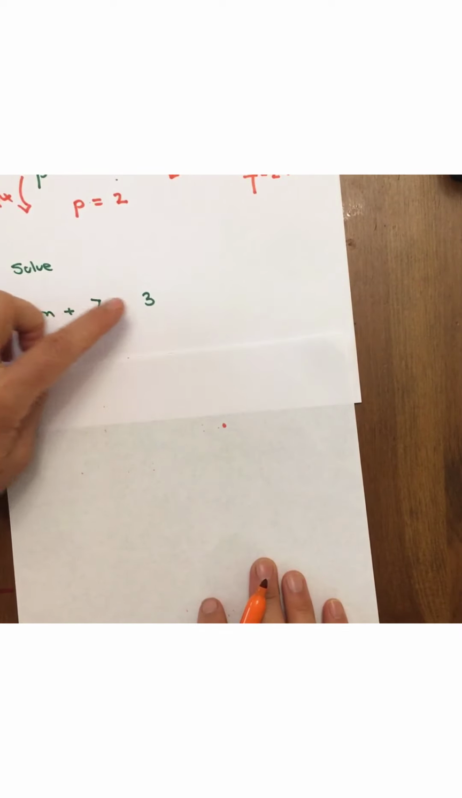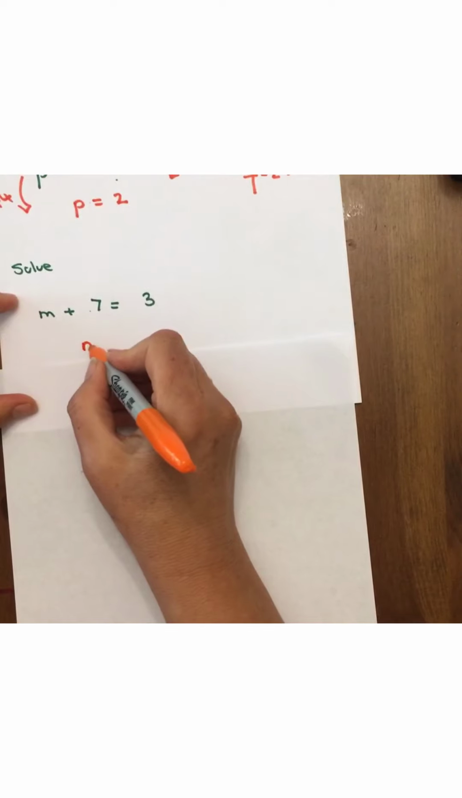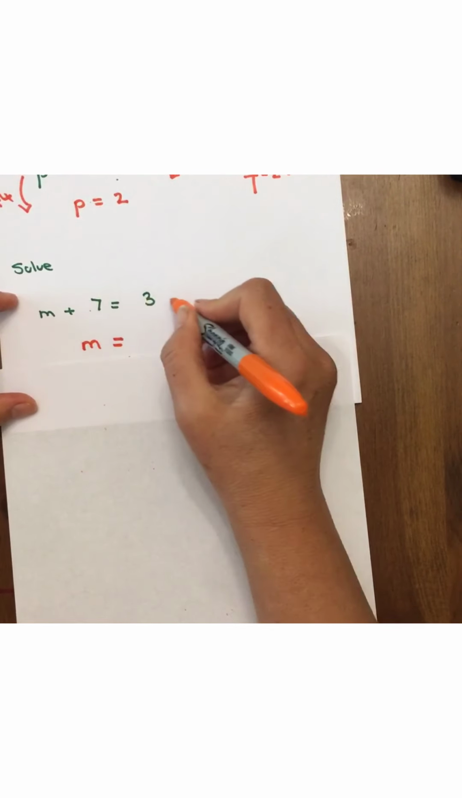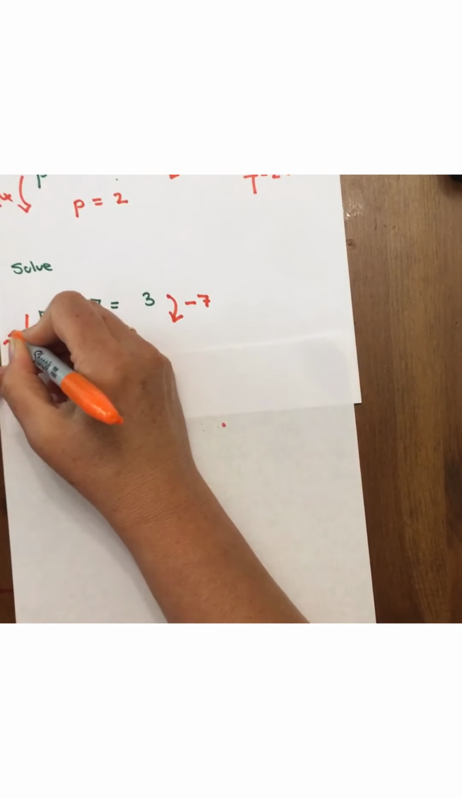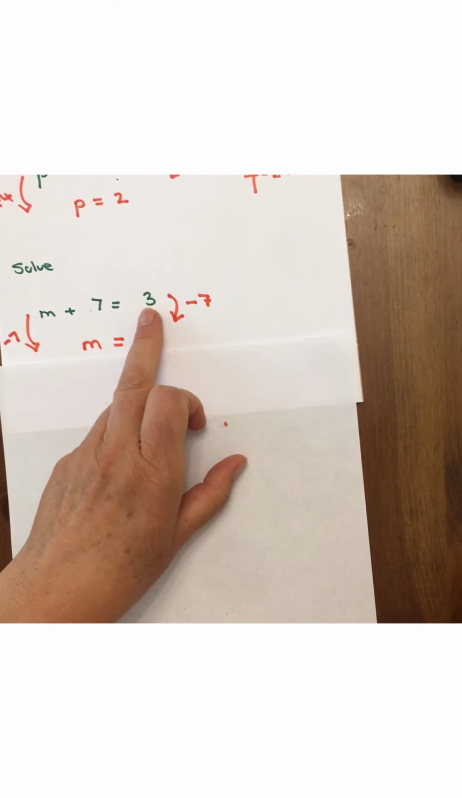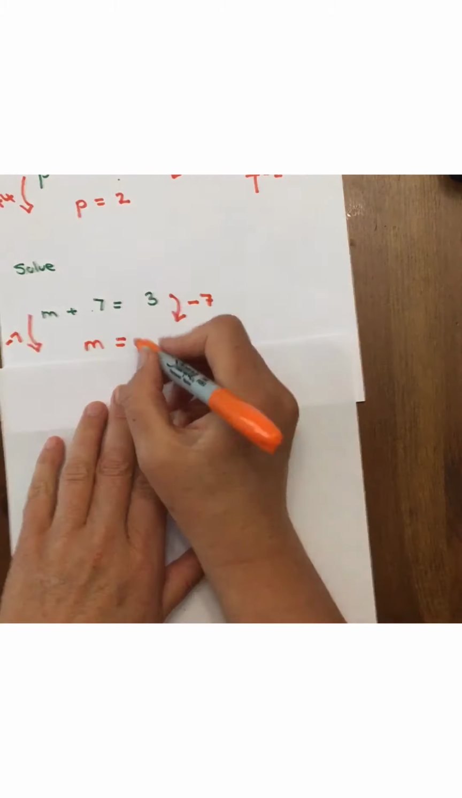Right, last one. Something add 7 is 3. What's my something? Well, the opposite of adding 7 is to take away 7. So I take away 7 from both sides. Think about 3, take away 7 on your number line, and you get negative 4.